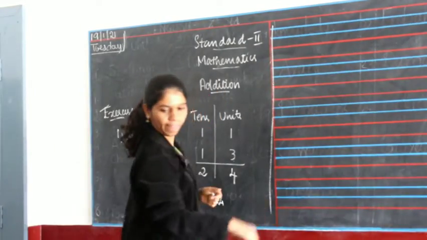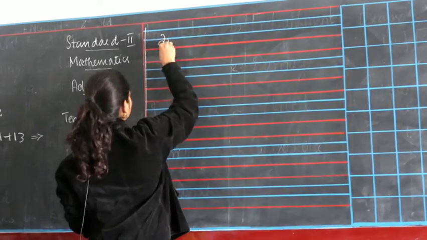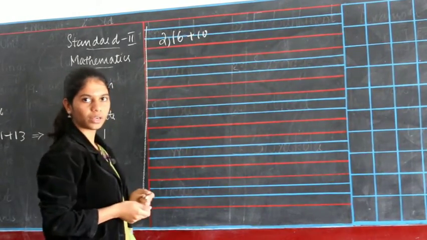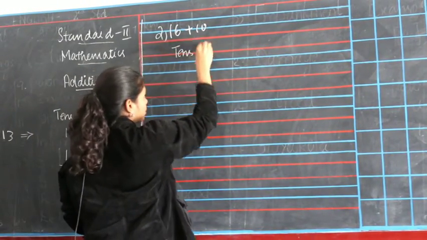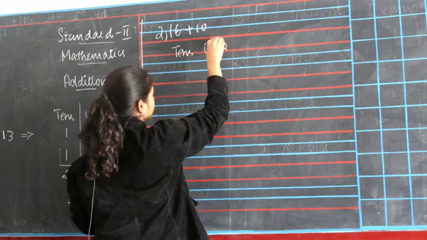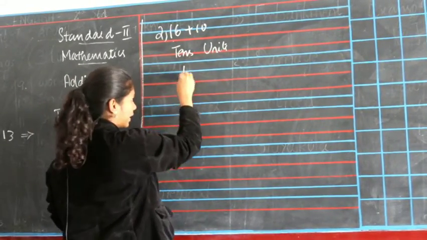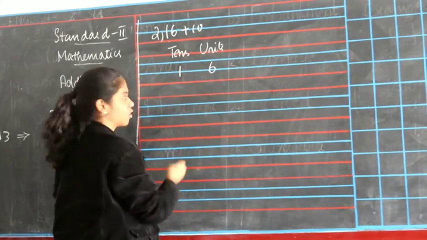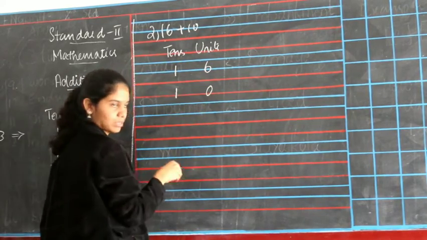Okay. So the second sum is 16 plus 10. Now what should you do? You have to write the place values first, tens and units. Here you have 16, right? So 1 in the tens and 6 in the unit. Here you have 10, so 1 in the tens place and 0 in the unit place.